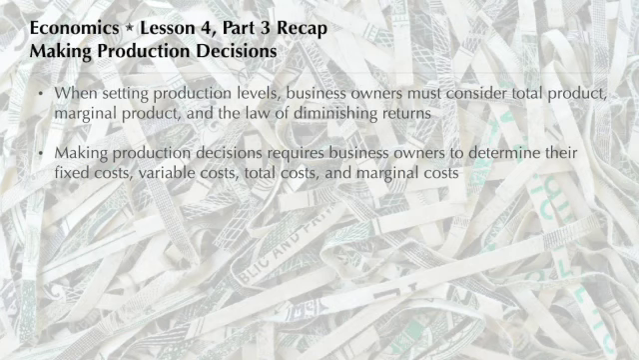So that's the way it is with Lesson 4, Part 3, Making Production Decisions. At this point, you should know that when setting production levels, business owners must consider total product, marginal product, and the law of diminishing returns. And making production decisions requires business owners to determine their fixed costs, variable costs, total costs, and marginal costs.